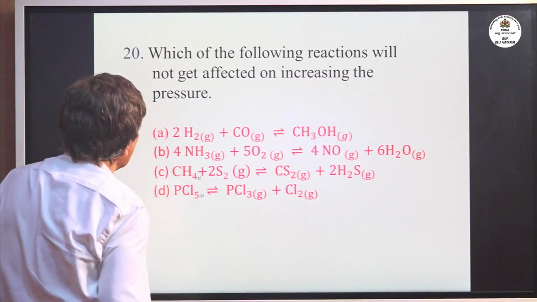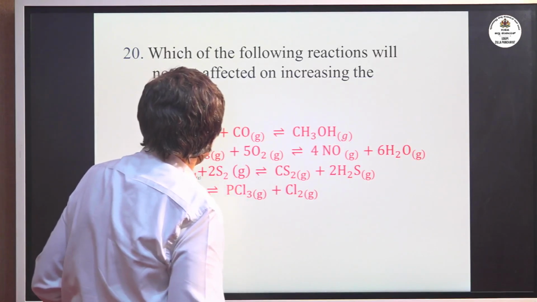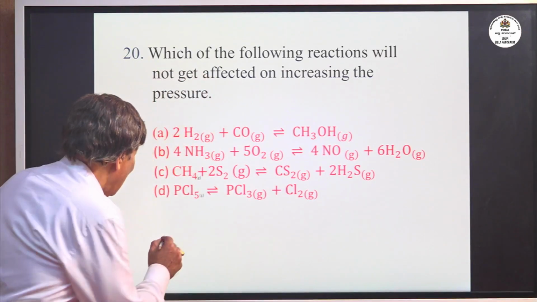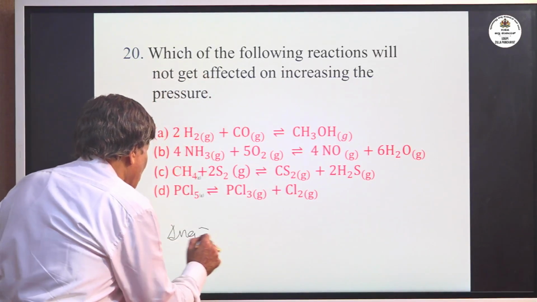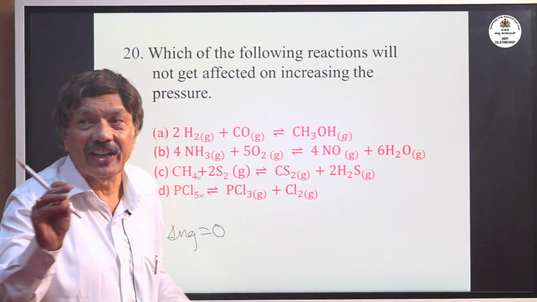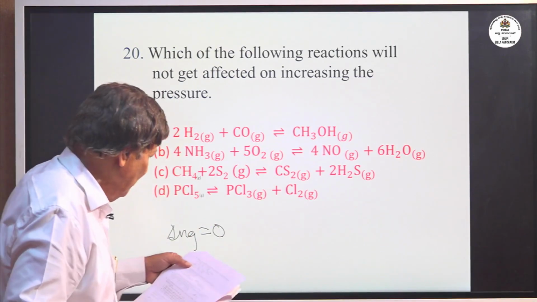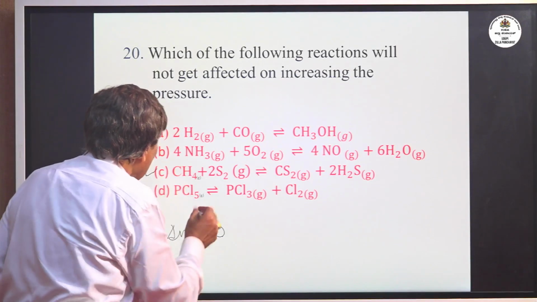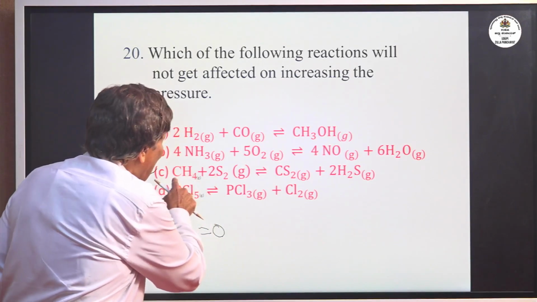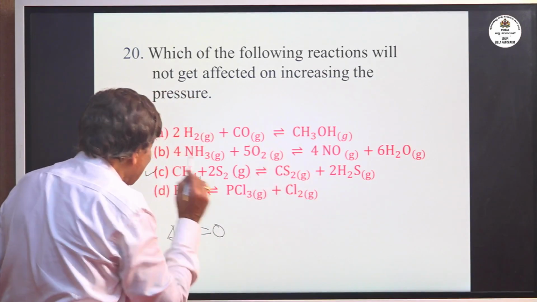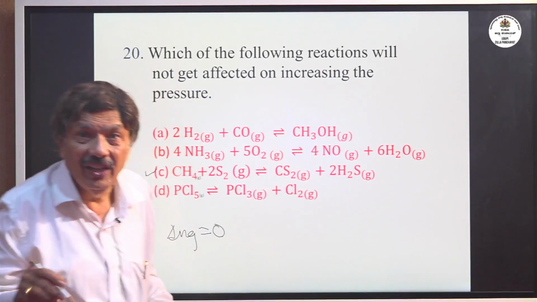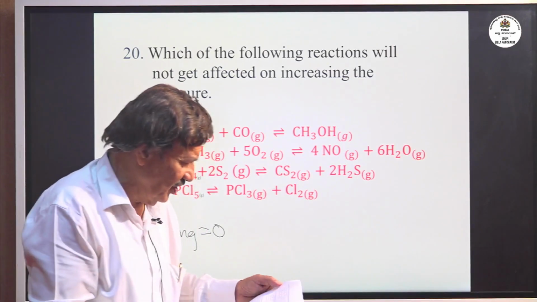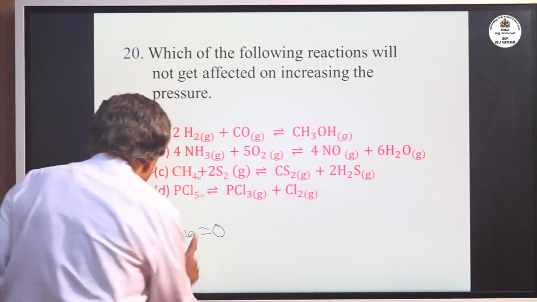Next one. Which one of the following reactions will not be affected by increasing the pressure? Where delta Ng is equal to 0, it is not affected by change in pressure. In which case is delta Ng not equal to 0? Option C. See here, 2 plus 1, 3, 2 plus 1, 3. In option C, delta Ng is equal to 0, so it is not affected by change in pressure. So option C is the right one.